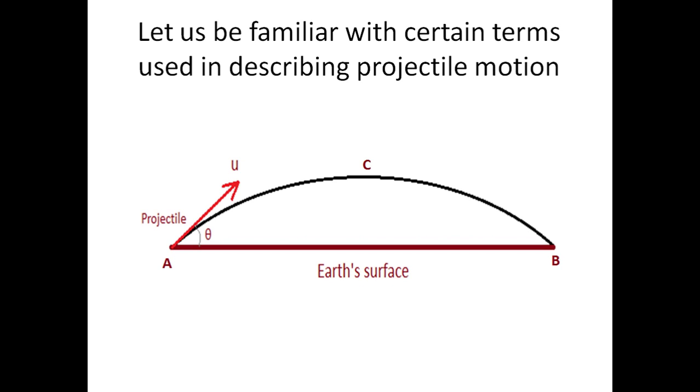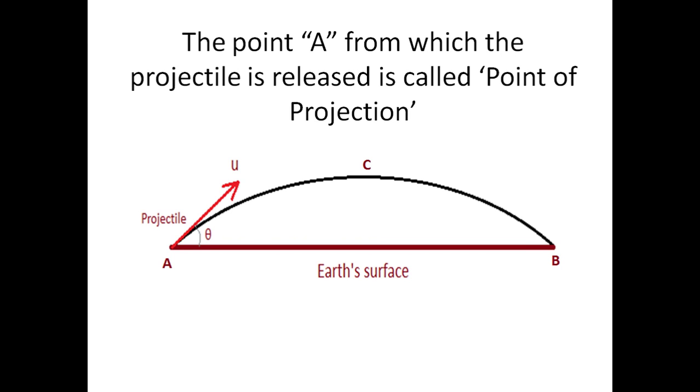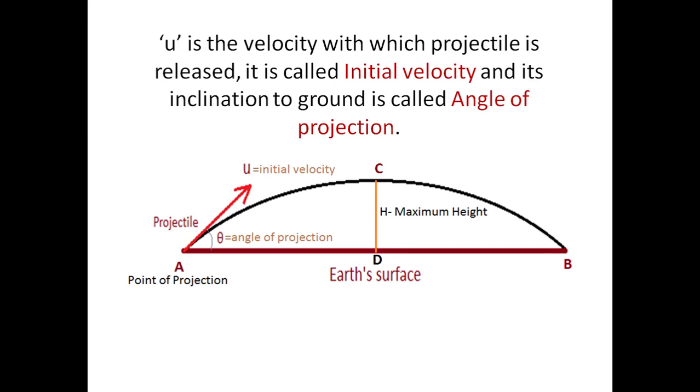Let us be familiar with certain terms used in describing projectile motion. The point A from which the projectile is released is called point of projection. U is the velocity with which projectile is released. It is called initial velocity, and its inclination to the ground is called angle of projection, which is theta here.